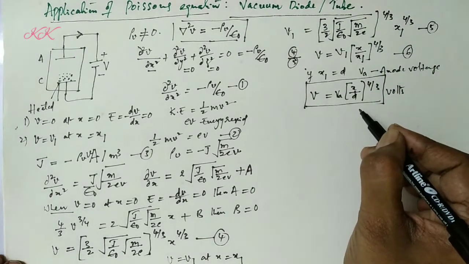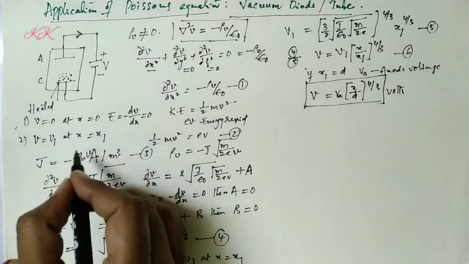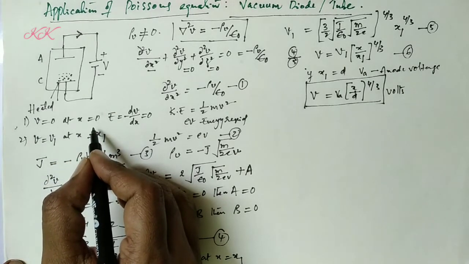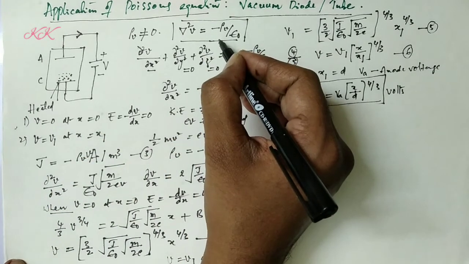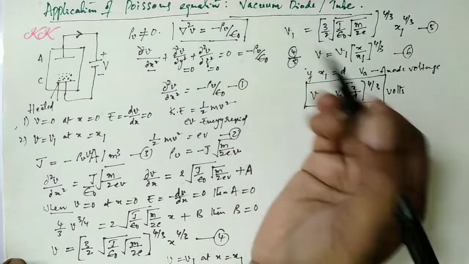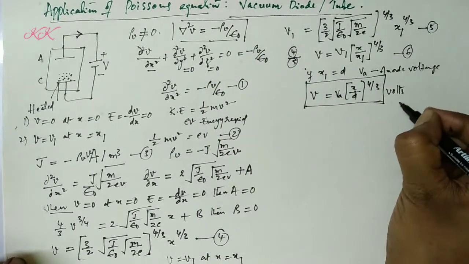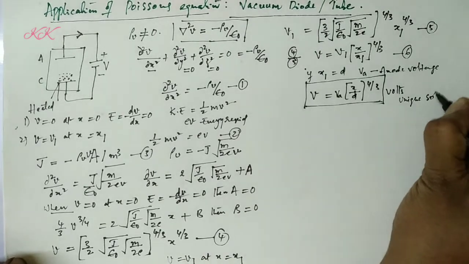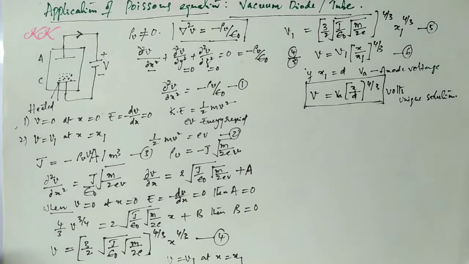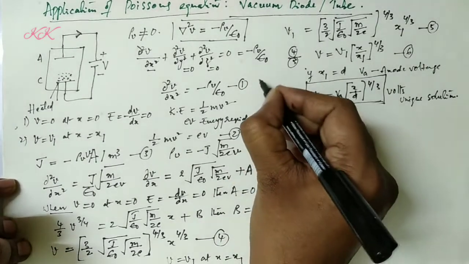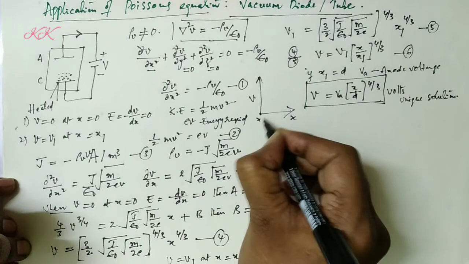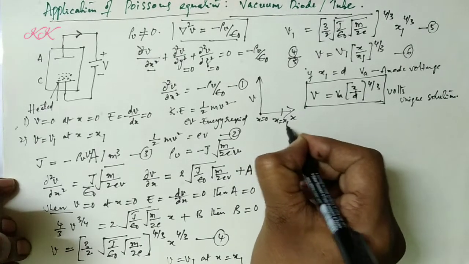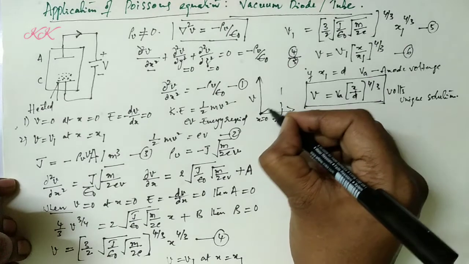This is an equation which satisfies the boundary conditions of a vacuum tube or vacuum diode and Poisson's equation, that is del square V equals minus rho v by epsilon naught. So this solution is known as a unique solution or unique equation. Then if you want to plot the voltage V along x, with x equals 0 here and x equals x1, it is going to rise like this.